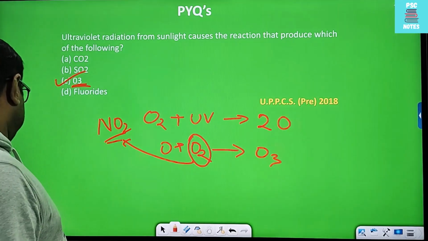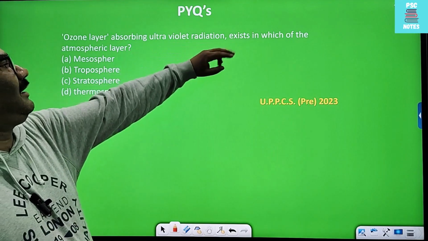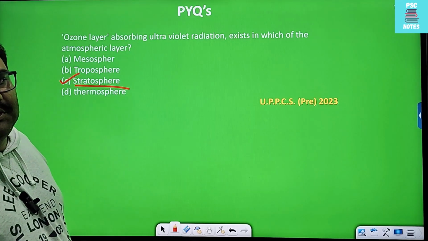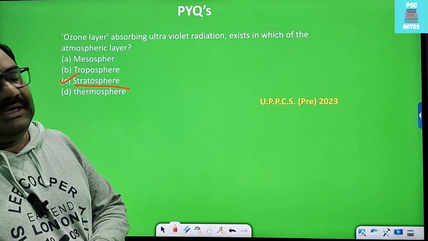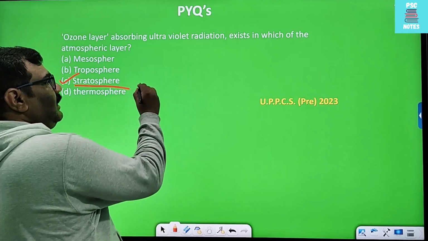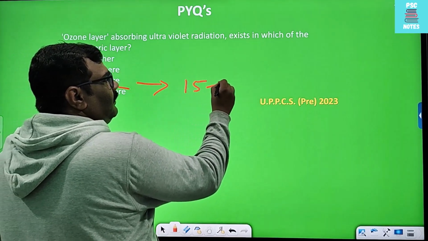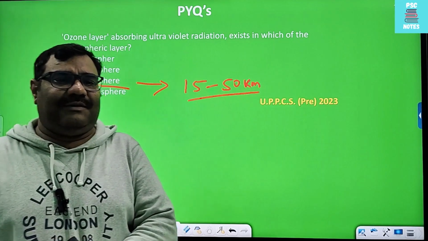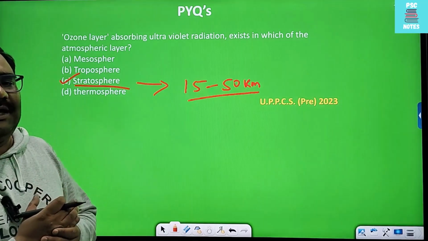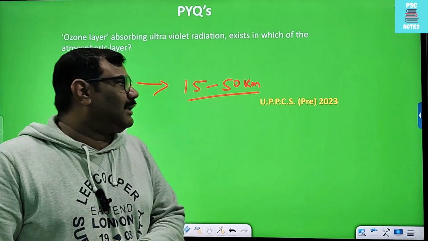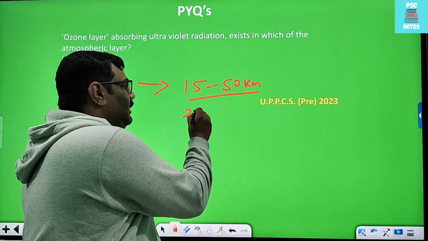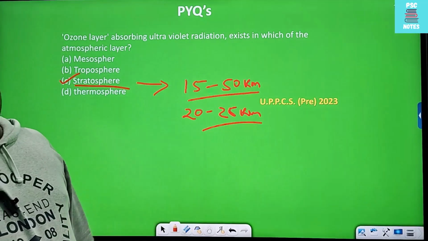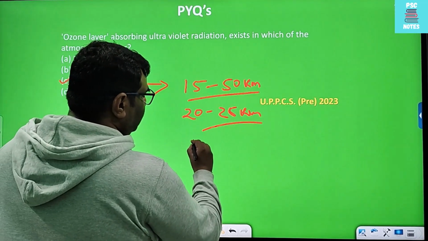Now coming to the next question, which is: the ozone layer absorbing ultraviolet radiation exists in which of the following atmospheric layers? So we have already seen the good ozone. It is present in the stratosphere at the height of 15 to 50 kilometers. It protects us from harmful ultraviolet radiation. Without the ozone layer, life on the earth would be impossible. Concentration is highest at 20 to 25 kilometers, and concentration is measured in the Dobson unit.